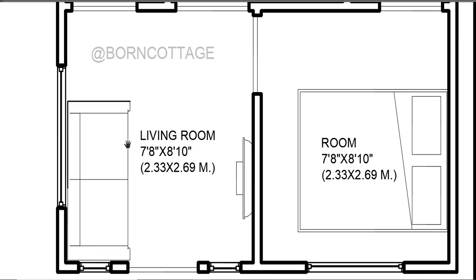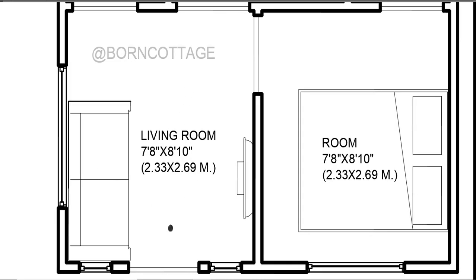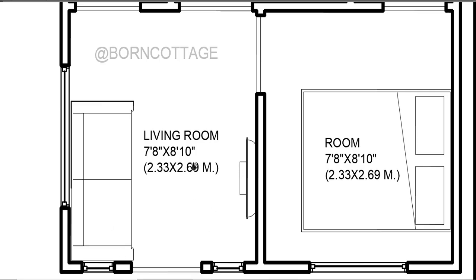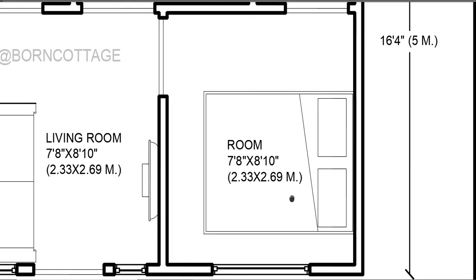The size of the living room is 7 feet 8 inches into 8 feet 10 inches, in meter 2.33 into 2.69 meter. You can see here the sofa arrangement, TV unit arrangement and also windows for ventilation of the living room. On the right side we have a room.